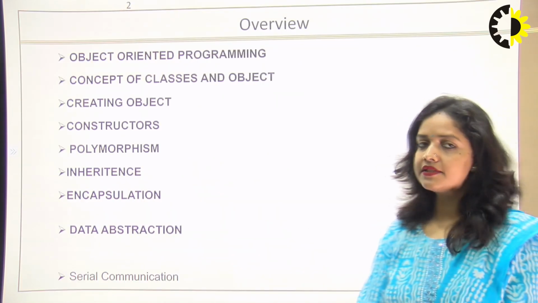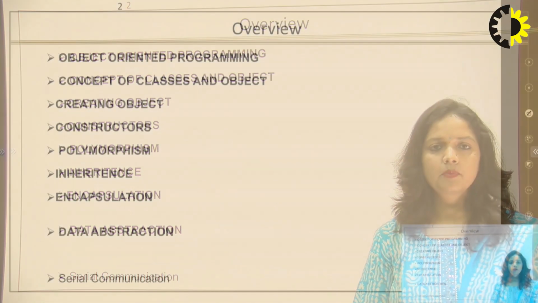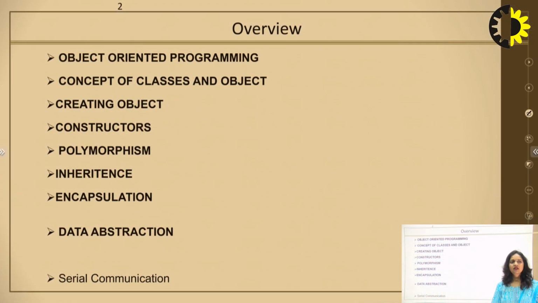So today's contents include Object-Oriented Programming introduction, the concepts of classes and objects, how to create an object, how to create a constructor and the concept of constructor, the object-oriented features: polymorphism, inheritance, encapsulation, and data abstraction.